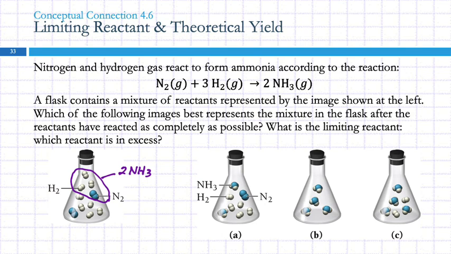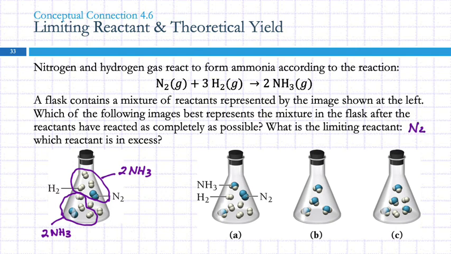Everybody okay with that? I have a nitrogen, another one over here, and that one can react with 3 of these remaining hydrogens to also make 2 ammonia molecules. And what do I have left? I have 2 hydrogen molecules left over. So what's the reactant that got used up? The nitrogen. So the limiting reactant is the nitrogen.